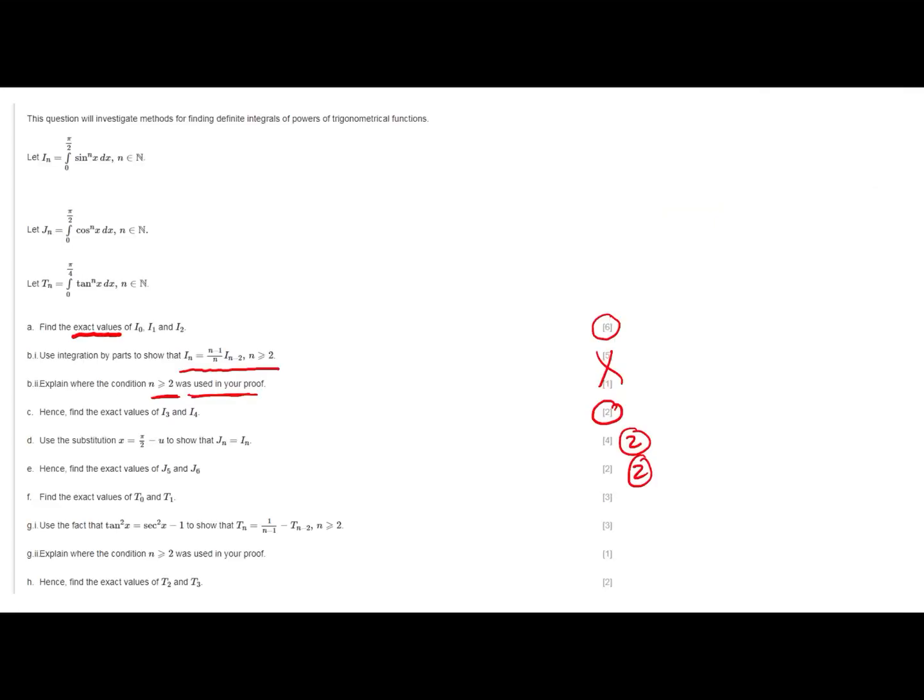So we managed to get part E right, and that was quite easy. Okay, and F is also easy. We're going to find the exact values of T0 and T1, so no calculators.